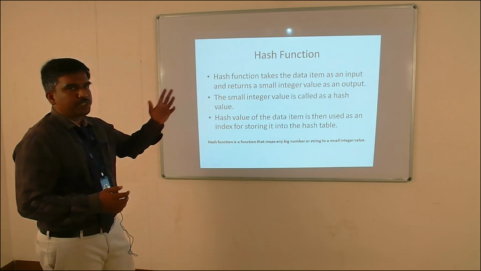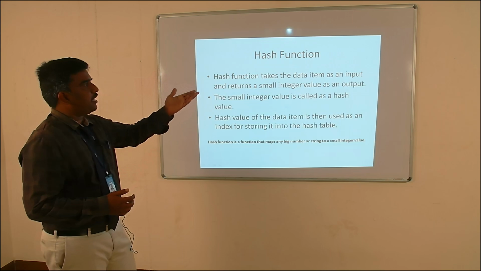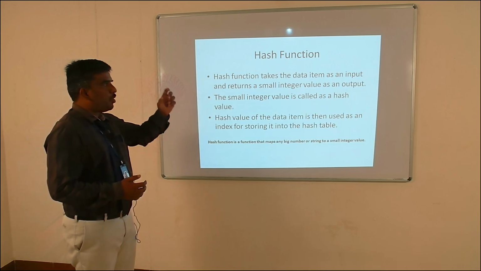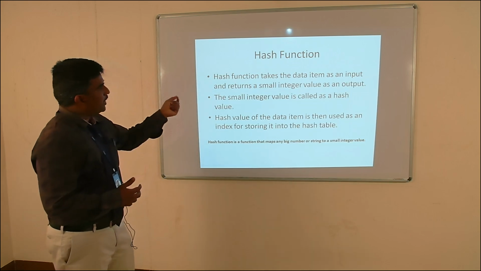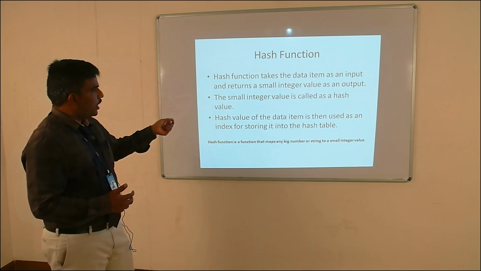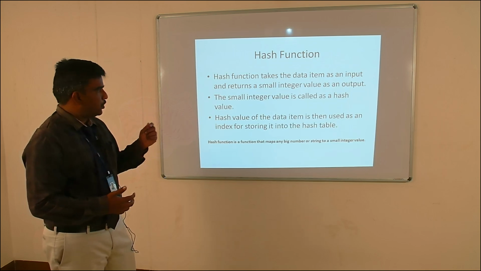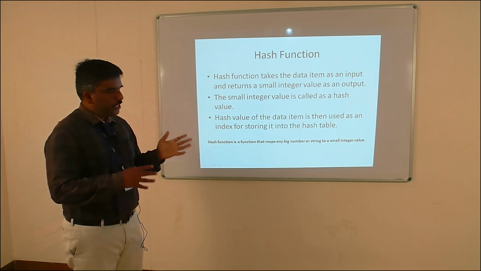So how does the hash function work? The hash function takes the data item as an input and returns a small integer value as an output, as we saw in the last slide. The smaller integer value is called the hash value. The hash value of the data item is then used as an index for storing into the hash table.